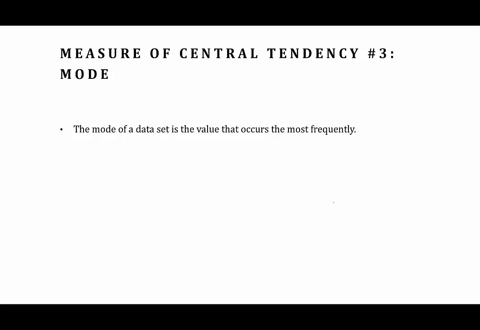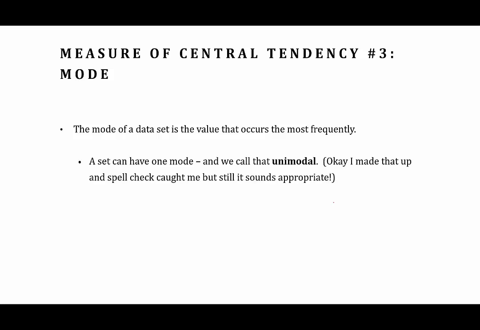What's different about mode versus mean or median is that we can have all sorts of different numbers or types of modes. A set can have just one mode, right? The one that appears more frequently than the others. And we call that unimodal. No, I'm just kidding. That's not a thing. Unfortunately, we just say it has one mode. It sounds cool though. I liked it.